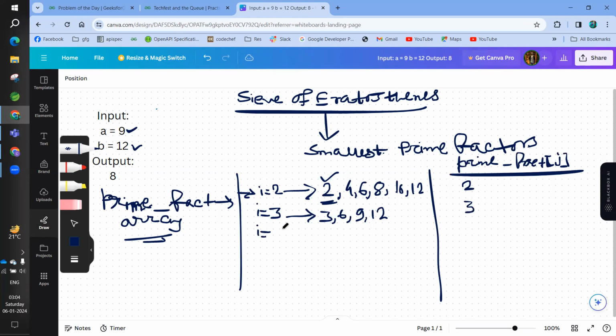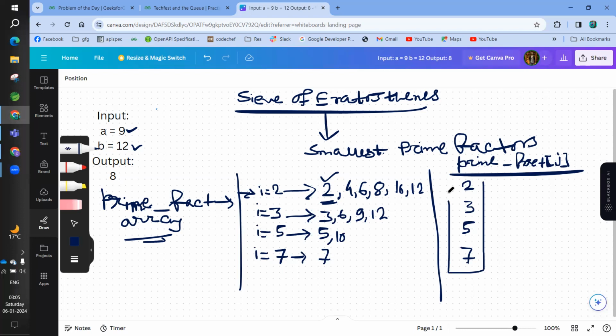Then when i equals 5, for 5 you will do the multiplication again. So 5, 10. Here we will store 5. And in the same way, when i equals 7, then only 7 is there, so we will store it as 7. So the prime fact array now holds the smallest prime factors. These are the elements in our prime factors.